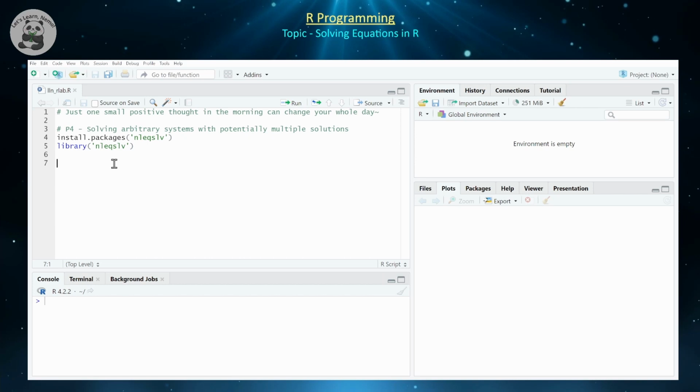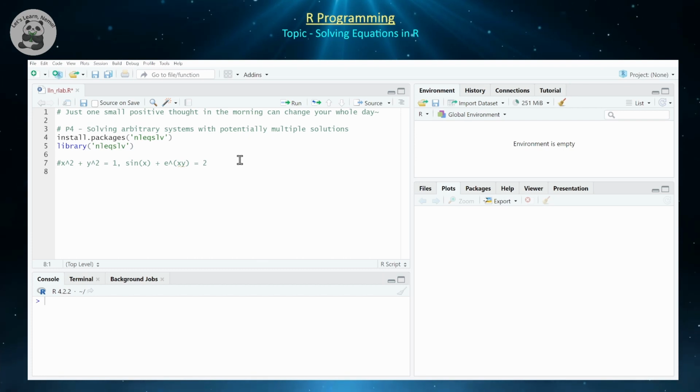Let's assume that the system of equations we want to solve is x squared plus y squared equals 1 for the first equation, which is of course just a unit circle, and sine of x plus e to the power of x times y equals 2 for the second equation, which has a very interesting shape.